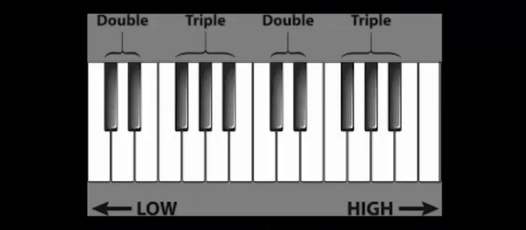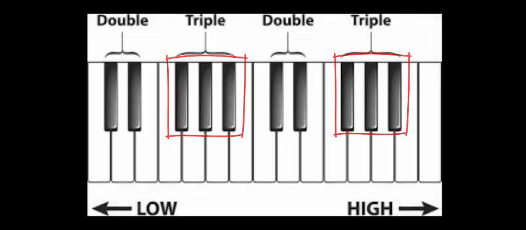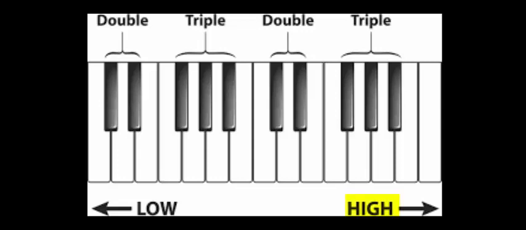This is a keyboard. Notice how the black keys are being grouped together in groups of 2 or 3. When we play on the keyboard on the right side, we will hear a high sound. When we play on the left side of the keyboard, we will hear a low sound.